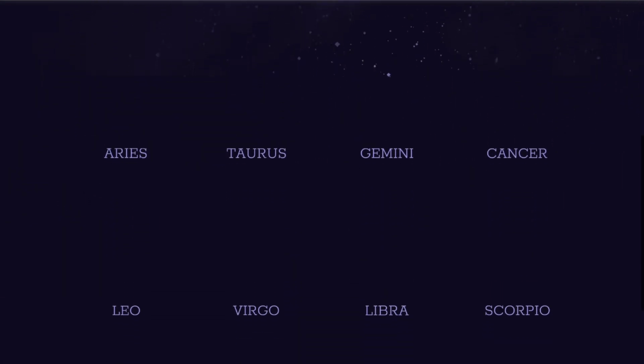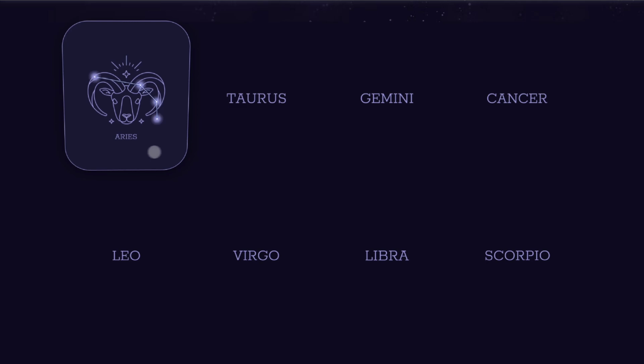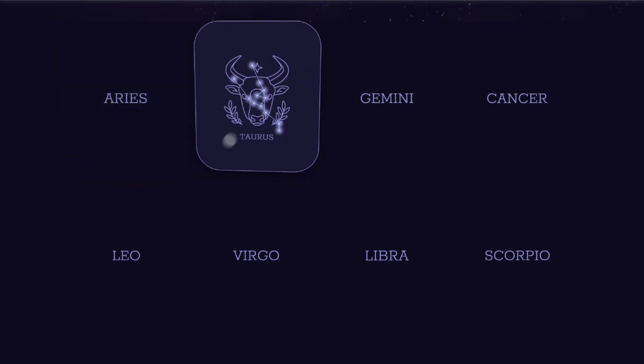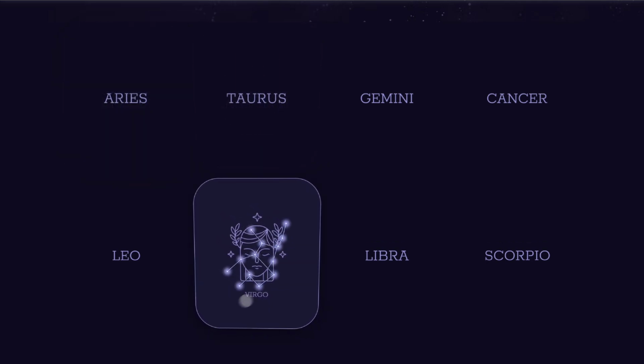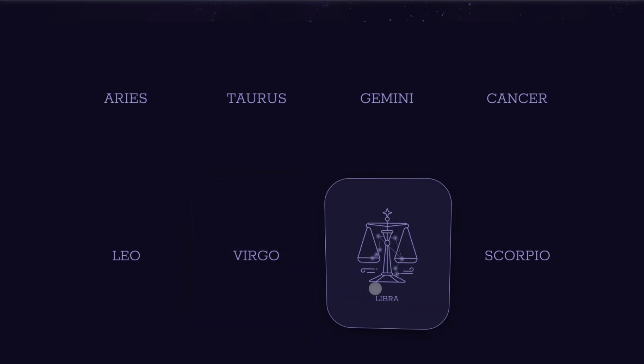In this tutorial, I'll show you another interactive hover effect you can create in Wix Studio. We'll use zodiac sign cards as an example, but you can easily customize this effect for product blocks or any section you want to highlight.